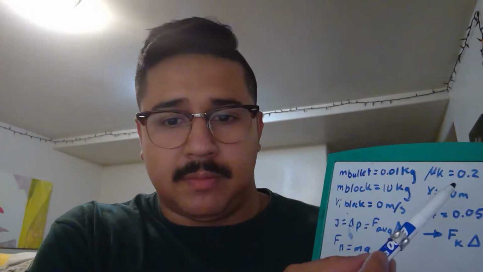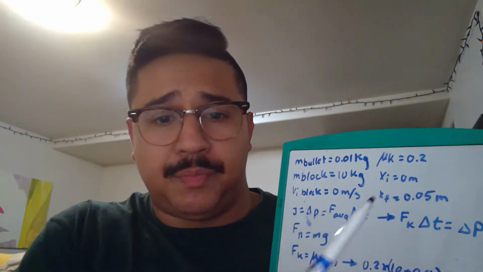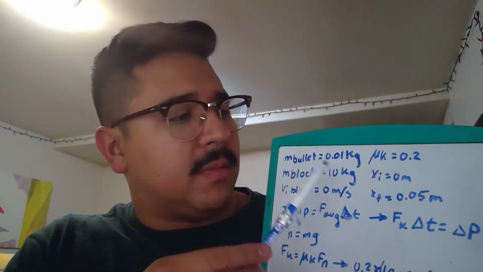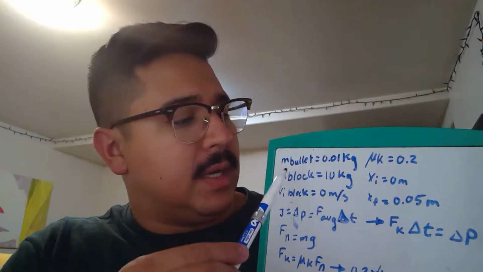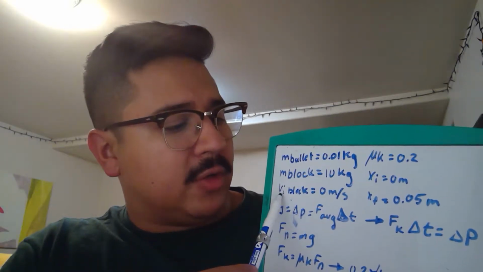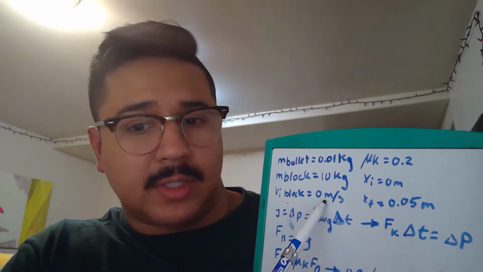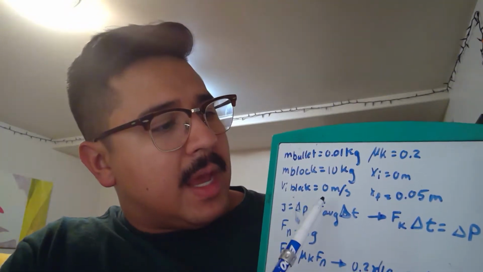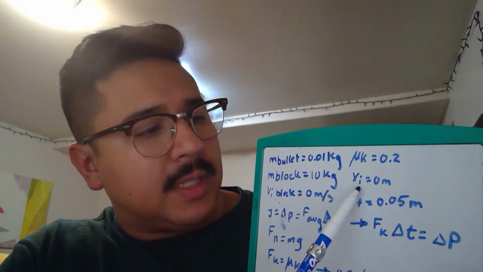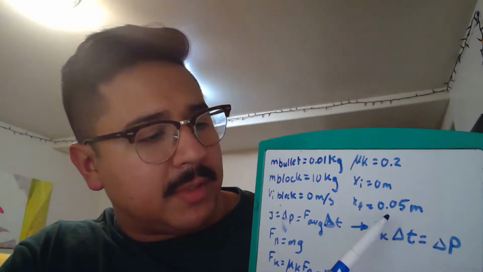So first off, it doesn't say it's frictionless, so we know we're going to have the coefficient of kinetic friction involved. And in the book, it says that that is going to be 0.2. So it gives us the mass of the bullet, 0.01 kilograms, the mass of the block, the initial velocity of the block, which was at rest, so it's 0 meters per second. And then we have the original distance, the final distance, how much it moved.